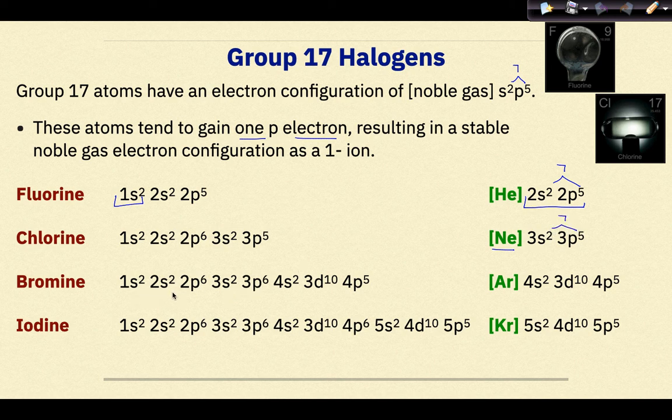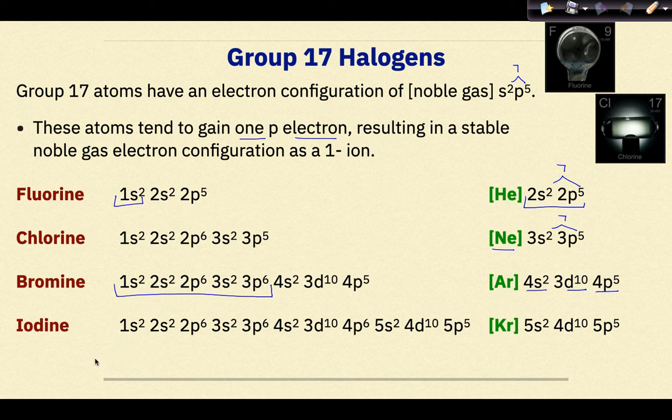Bromine, 1s2, 2s2, 2p6, 3s2, 3p6, 4s2, 3d10, 4p5, where argon is going to represent everything here up until 4s2. The 4s2, 3d10, 4p5 is outside of this noble gas core. We see that the d sublevel is filled, so the valence electrons involved in bonding come from 4s2 and 4p5.